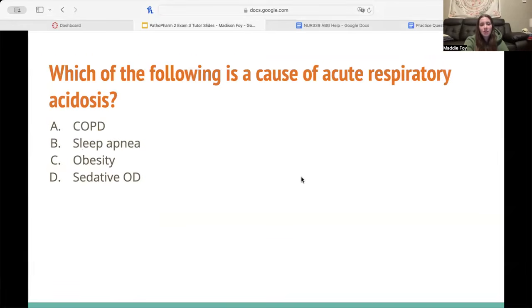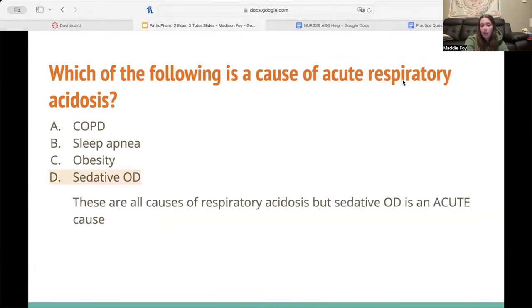Which of the following is a cause of acute respiratory acidosis? Yep, that's D. A, B, and C are causes of respiratory acidosis, but when we're asking specifically for an acute cause, that'll be a sedative overdose.